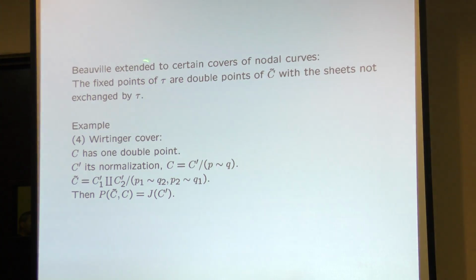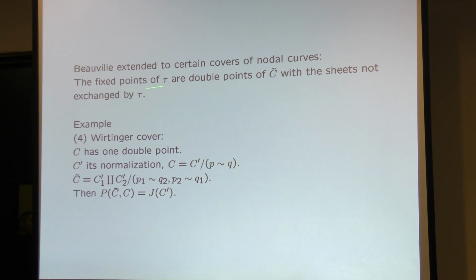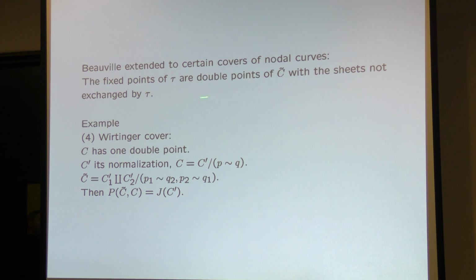Bouville extended this a little bit, so I just want to mention, for the case of nodal curves, he wants what I think is called allowable covers: when the involution fixes a point, then the sheets do not interchange by the involution. So one of the examples I want to consider for this tropical setting is the so-called Wirtinger cover.